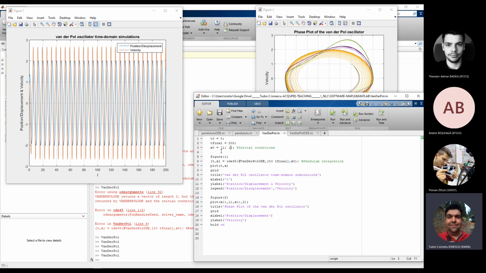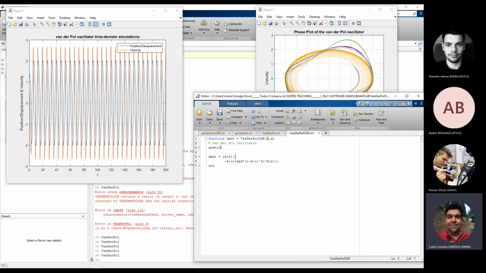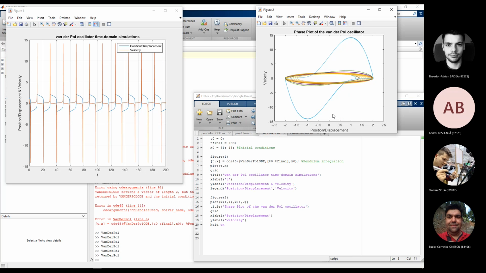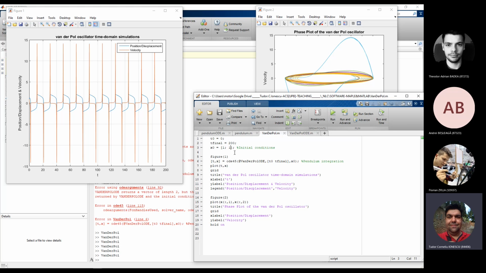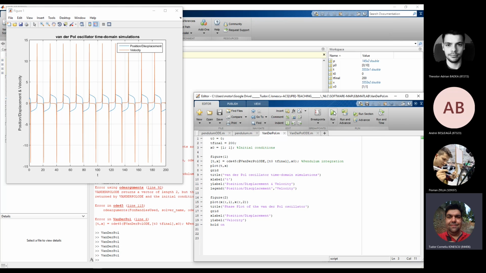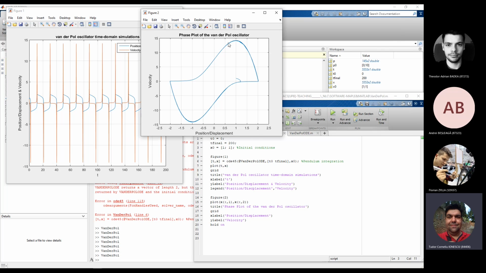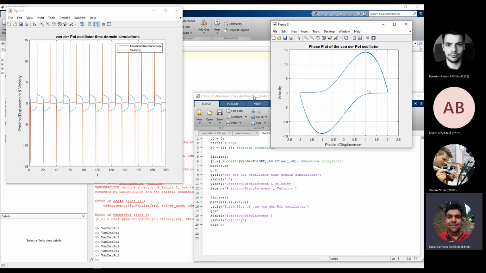Let's take it much larger, and then let's try to take it negative. Let's take it 10. Run. You see, the behavior has changed. It's a bit weird. It's still a limit cycle, but it's weird. Behavior has changed quite a lot, I would say. Let's run this again. Yeah, you see, it looks very weird.